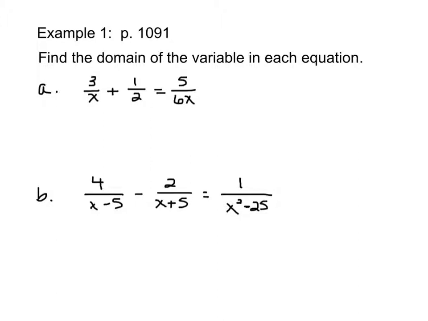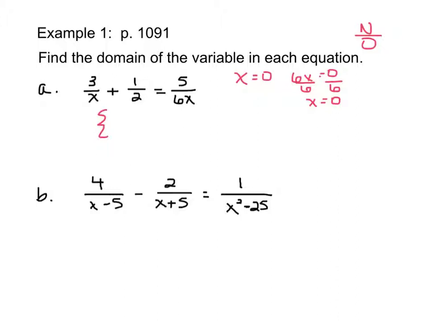So in example A, we're going to look at the denominator, because a 0 in the denominator is the only thing that would make it undefined. So if I look at the denominator, I have x and I have 6x. Setting them equal to 0 gives me x equals 0. So the domain is going to be all x's that are not 0.